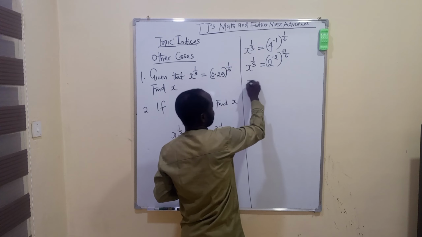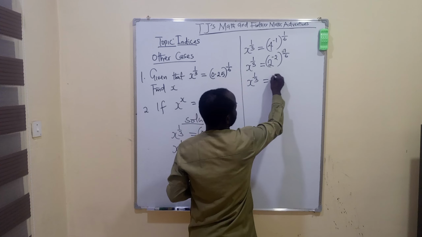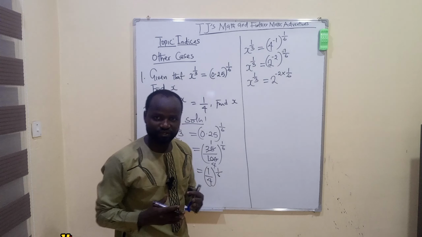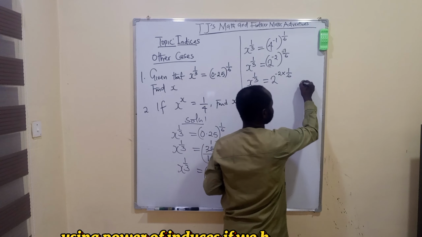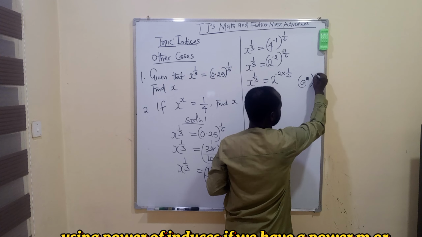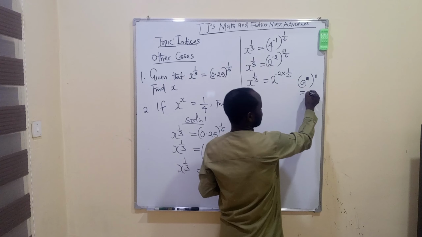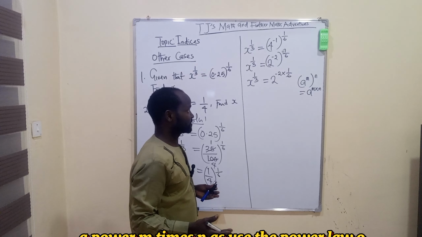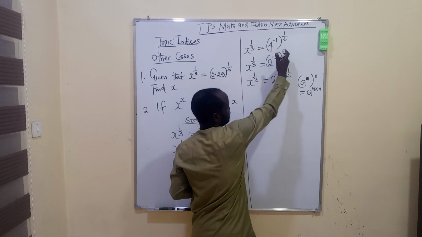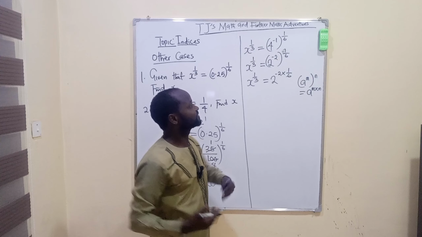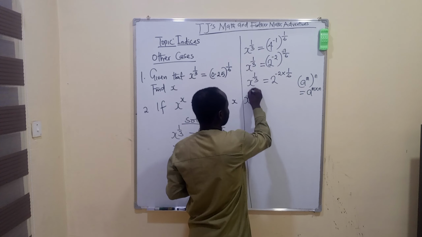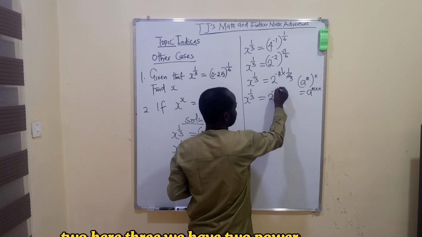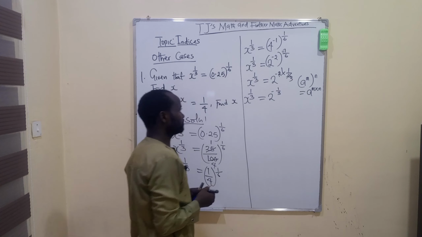And this is the same thing as x power 1 over 3 equals 2 power minus 2 times 1 over 6, using the power law of indices. If we have a power m all in n, this is the same thing as a power m times n. That's why we multiply minus 2 by 1 over 6. So this will be x power 1 over 3 equals 2 power minus 1 over 3.